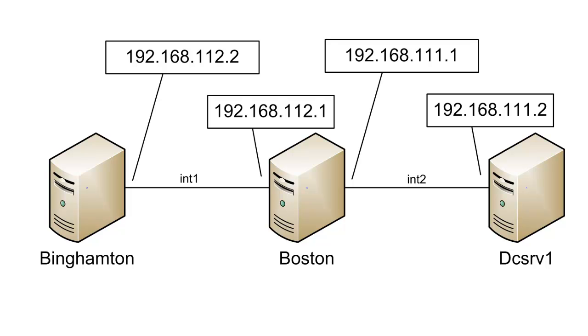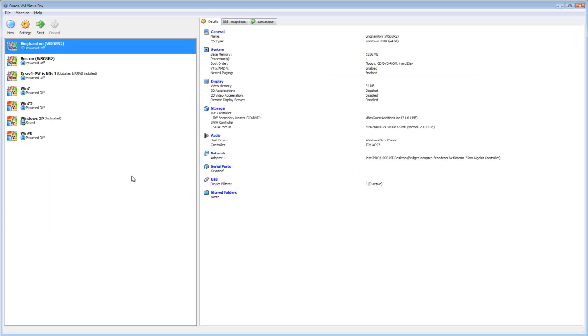Boston happens to have two network adapters and is connected to both the INT1 and INT2 networks. Binghamton and DC SRV1 each have one network adapter and are only connected to one of those two networks. This complex network configuration is useful for demonstrating routing in Windows Server 2008 or any other operating system. I'll switch over to VirtualBox now.